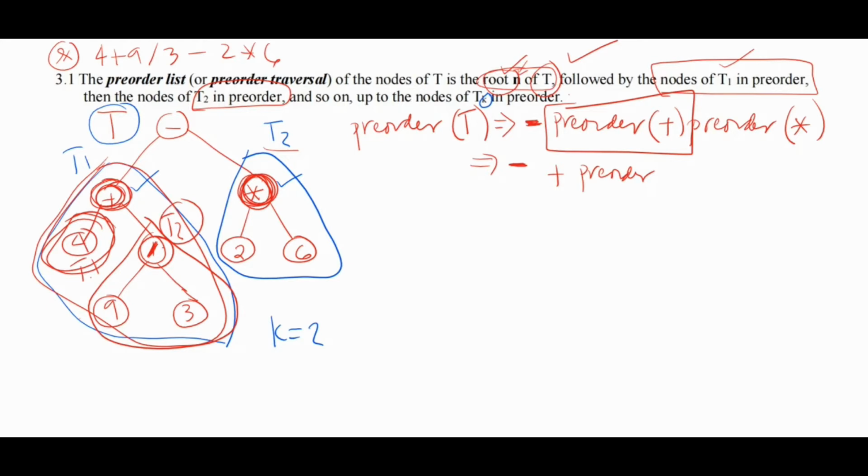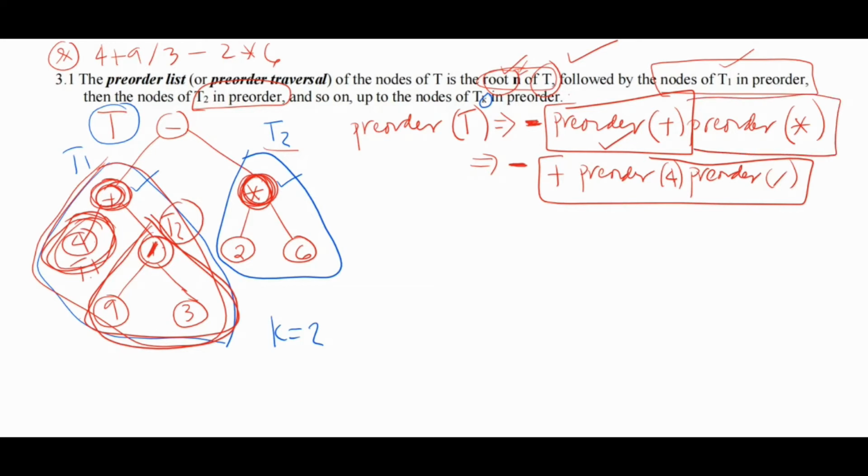So we say here plus, and then the pre-order of this one, T1 here, is 4. The root of T1 here is 4. And followed by the pre-order of T2, whose root is division. Okay, so this part here is the pre-order of plus. Okay, and then next is to find the pre-order of this subtree. So that is now, the root is multiplication, and then the pre-order of the T1 here is this one, and the T2 here is this node 6. So T1 and T2 in here, this time, are single node trees.